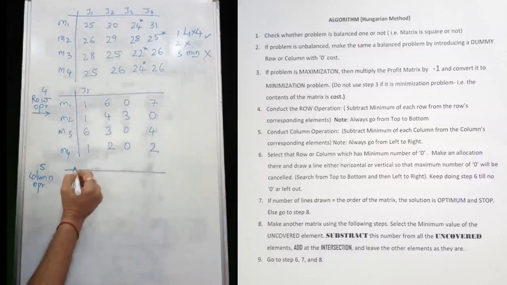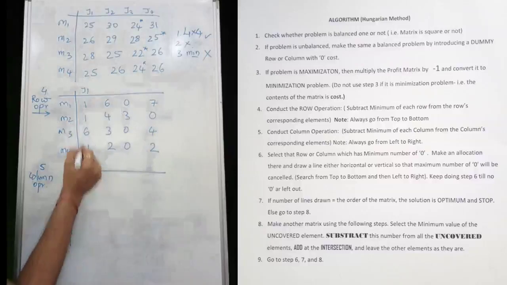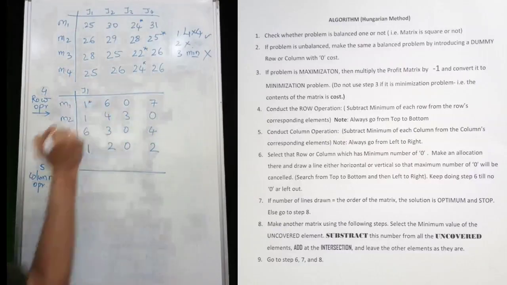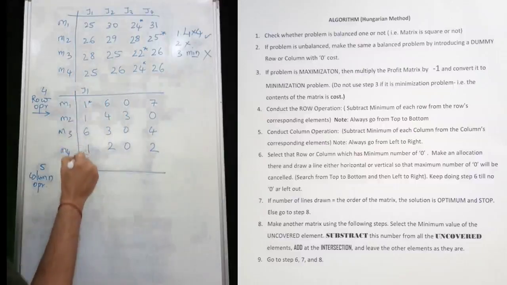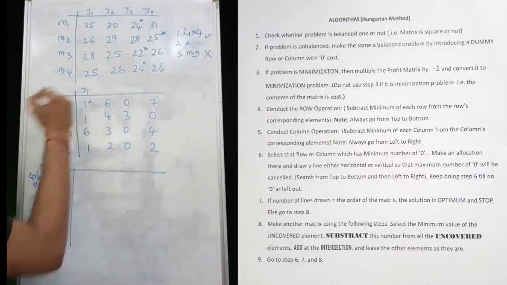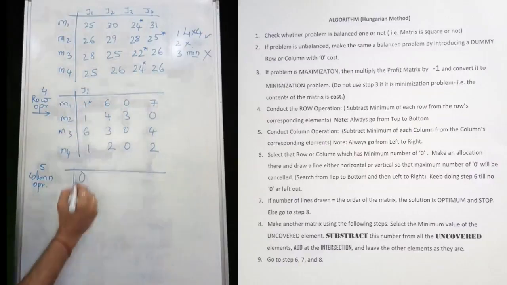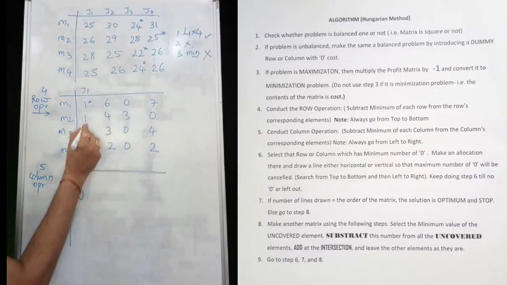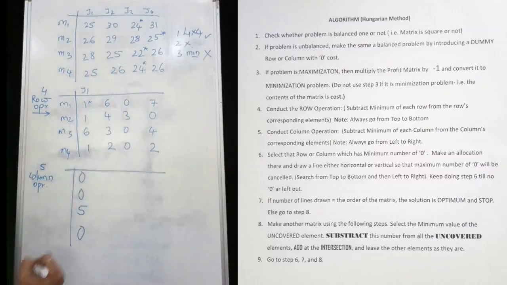I'll take the column J1. So what is the minimum in J1? The minimum in J1 is 1. Select any one, doesn't matter, the minimum is 1. So I'm going to subtract this minimum from the elements of the J1 column. So when I do that, what do I get? I get 1 minus 1, 0, 1 minus 1, 0. So from 6 minus 1, I get 5, and 1 minus 1, I get 0.